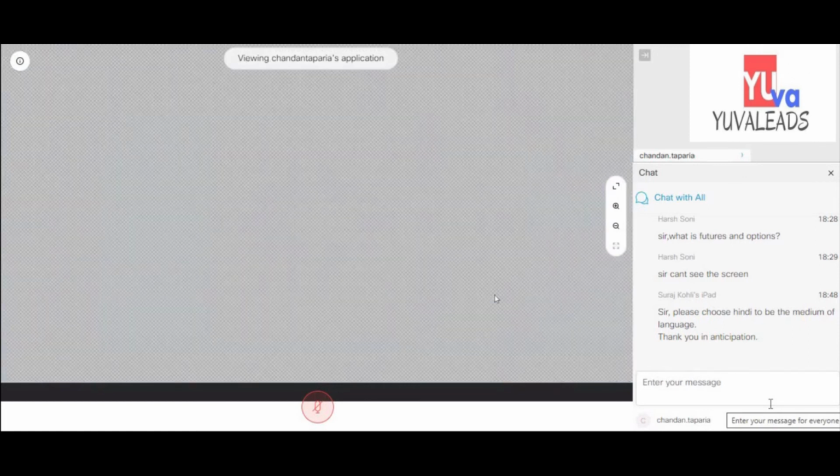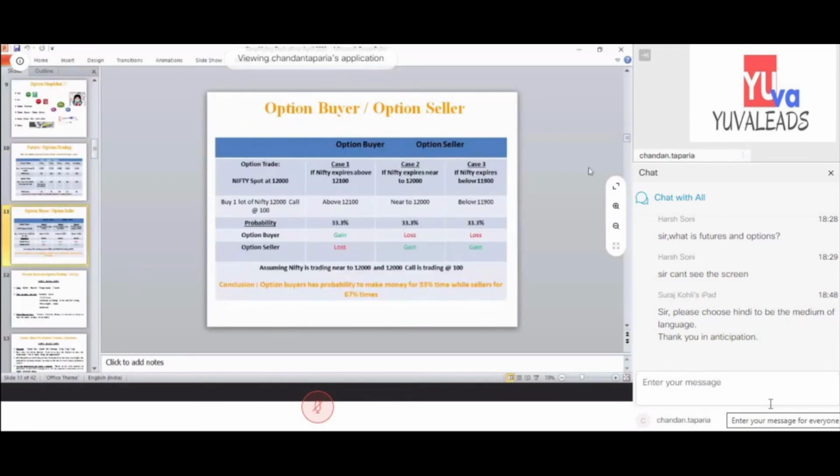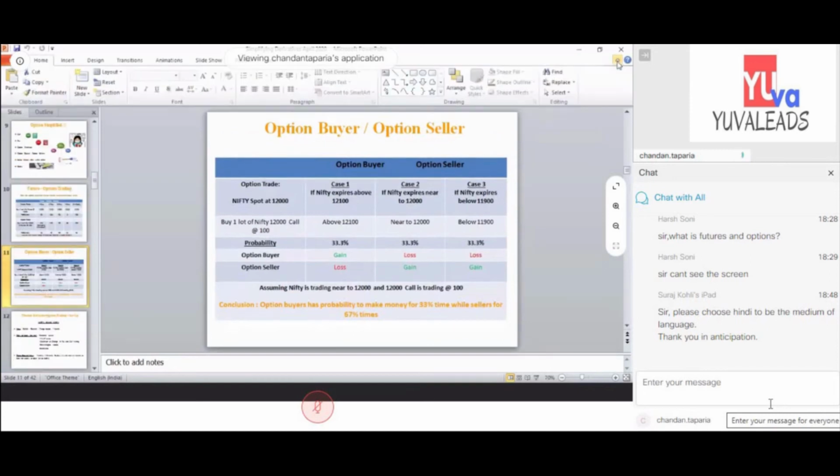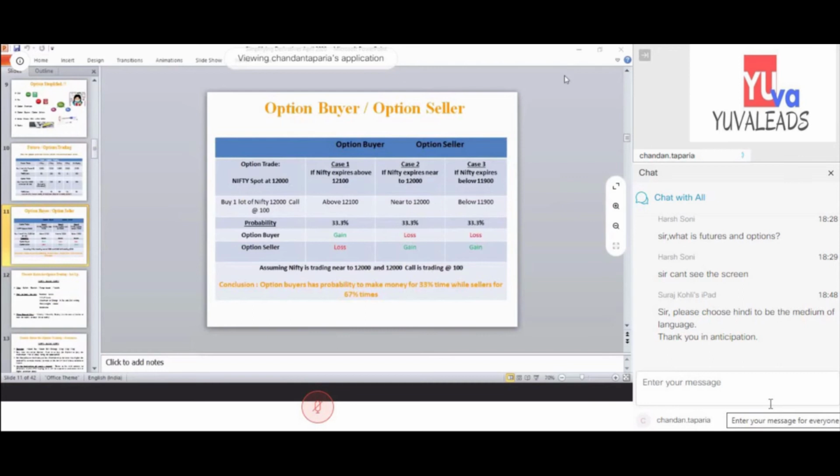Now let's look at the key thing, the difference between option buying versus option selling. So if you look here, the difference between option buying versus option selling. See, there are two types of traders at a time in options. One is the buyer, second is the seller.